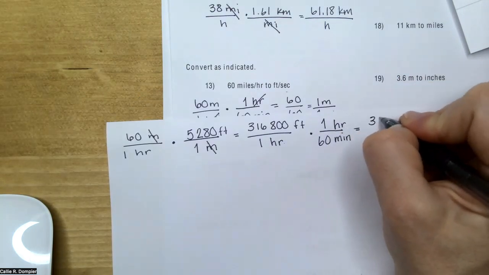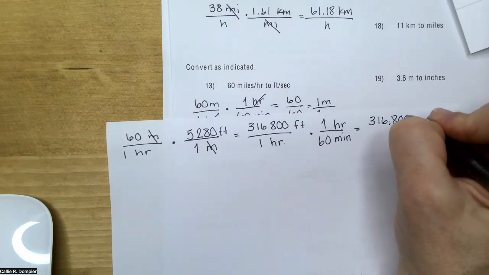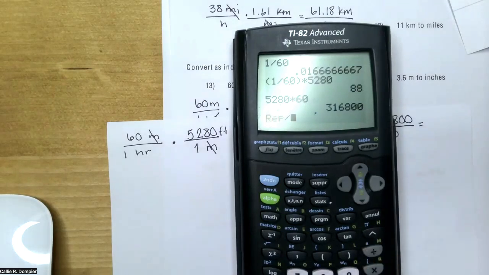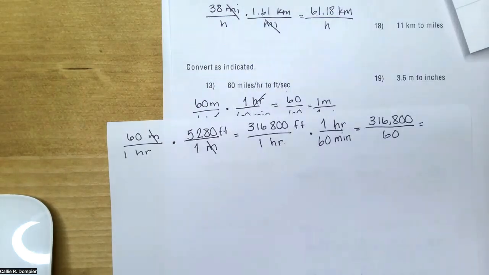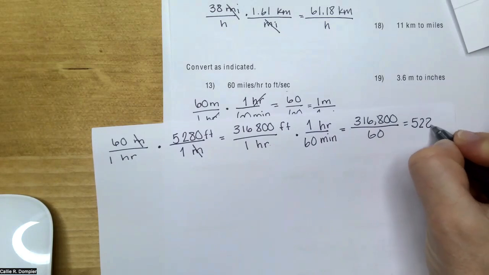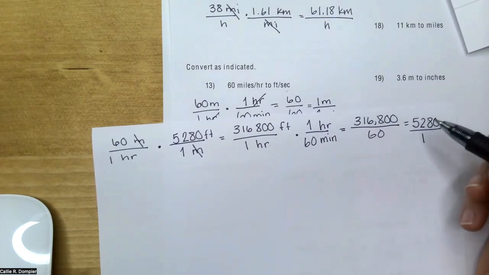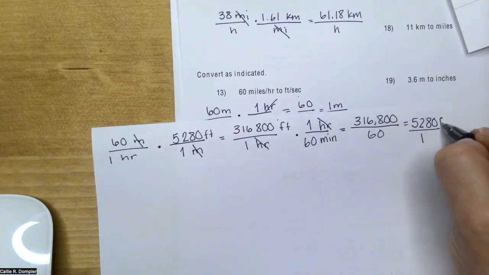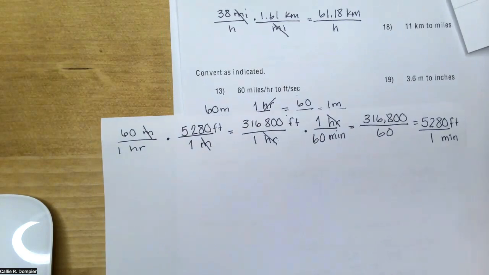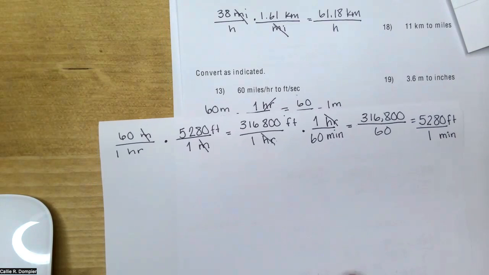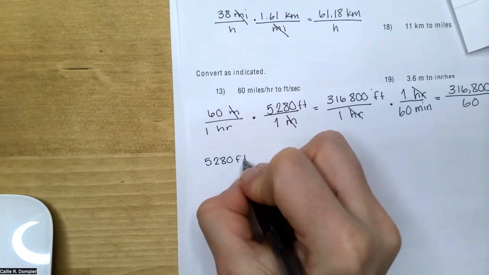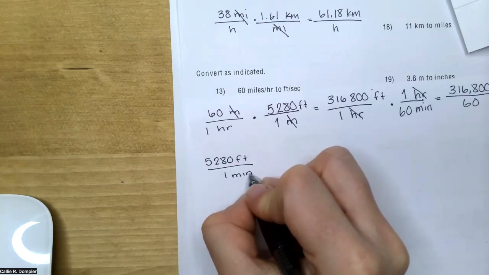So now I have 316,800 over 60, which becomes 5,280. What are my units? The hour canceled, so I have 5,280 feet in 1 minute. And that makes sense, right? I'm going 1 mile in 1 minute. 1 mile is 5,280 feet in 1 minute. Take that down here, 5,280 feet in 1 minute. And now I need to convert it to seconds.